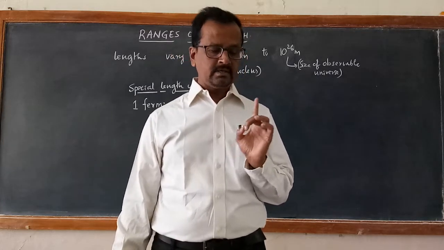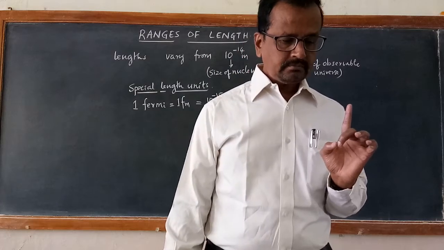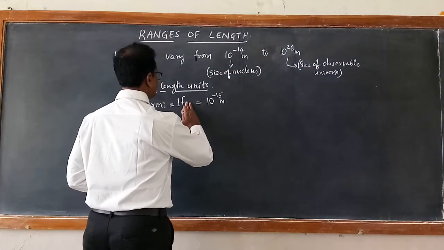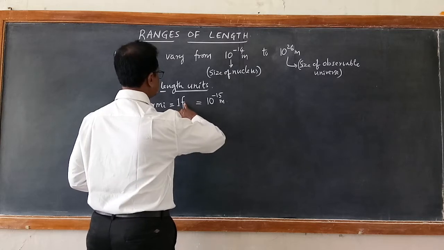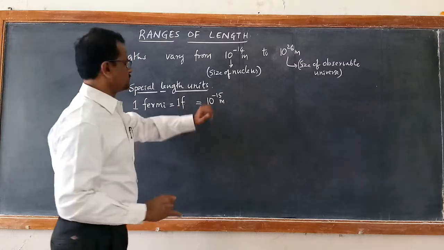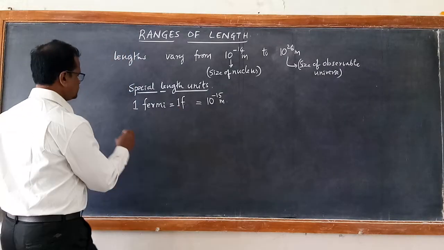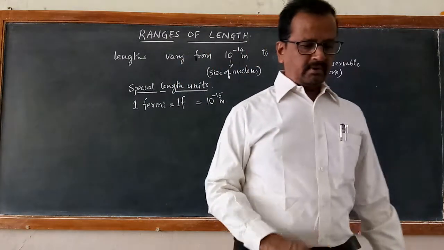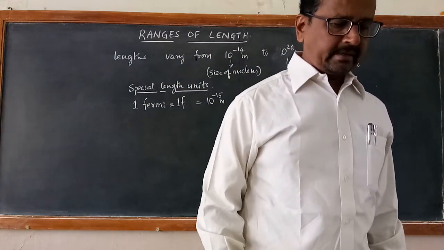It is denoted as 1 Fermi. The notation for Fermi is small f, not FM. 1 f is equal to 10 to the power of minus 15 meter. Then the size of the nucleus is 10 to the power of minus 14 meter.